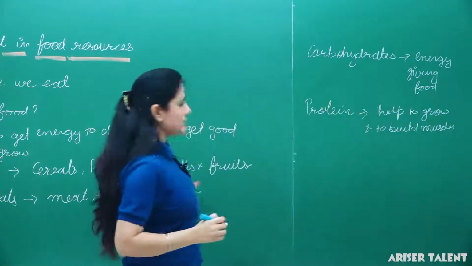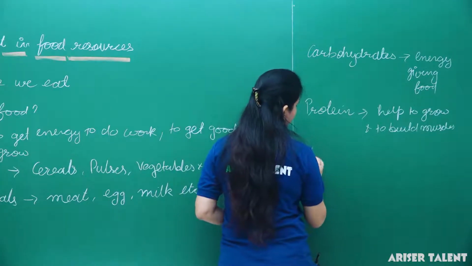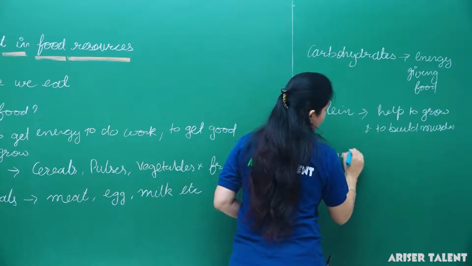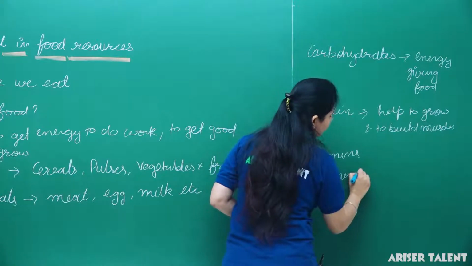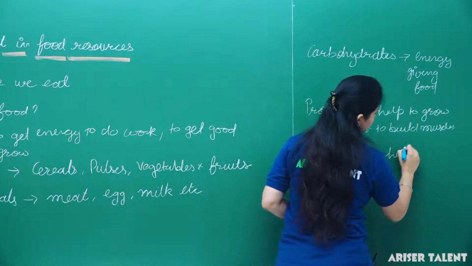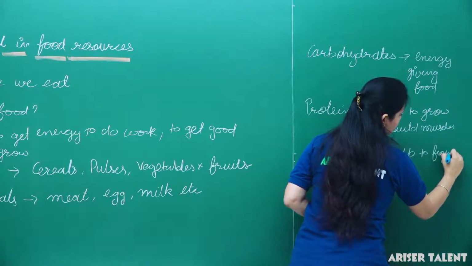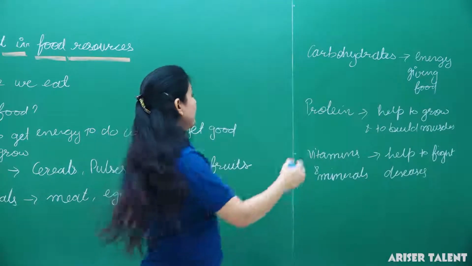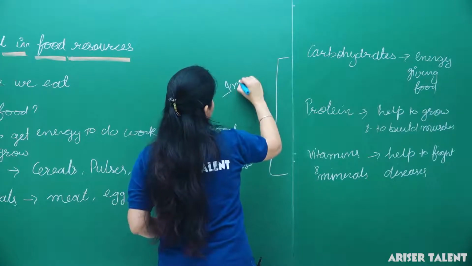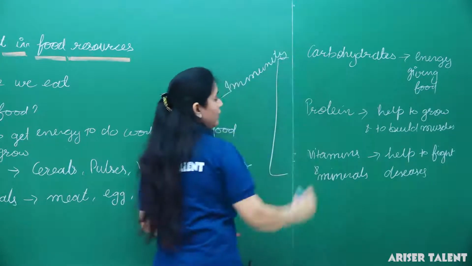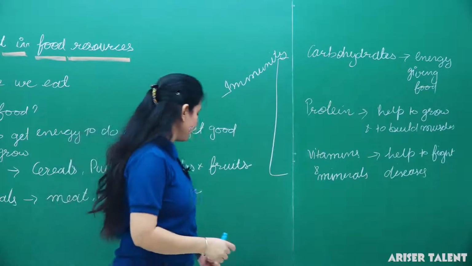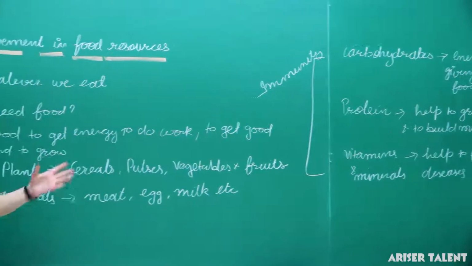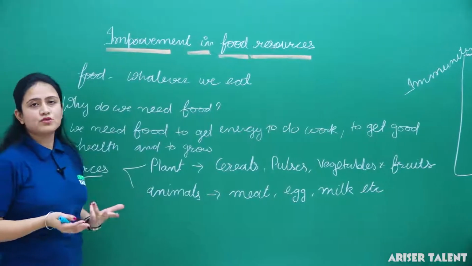If we talk about vegetables and fruits, they give us vitamins and minerals, and these help us to fight diseases. All these nutrients together develop our immunity. To develop immunity, we need all these nutrients in our daily diet. Thus these food resources are very important to us because they give us energy, they help us to grow and they help us to fight diseases.